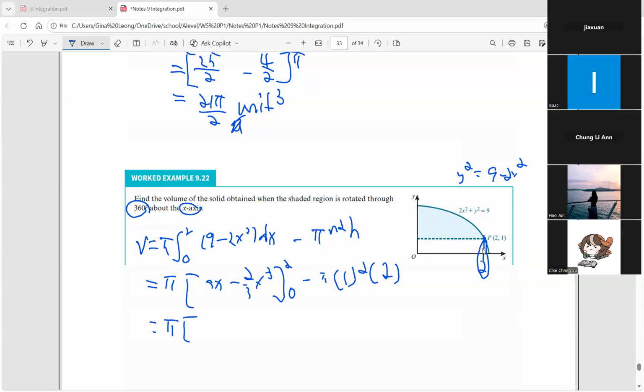Okay, I try to simplify. Same thing, you just press your calculator. Let me press the calculator first. Okay, I get 38 over 3. This one you put is 0 actually. Minus 2 pi. So you minus it. So the final answer is 32 pi over 3 unit cube.